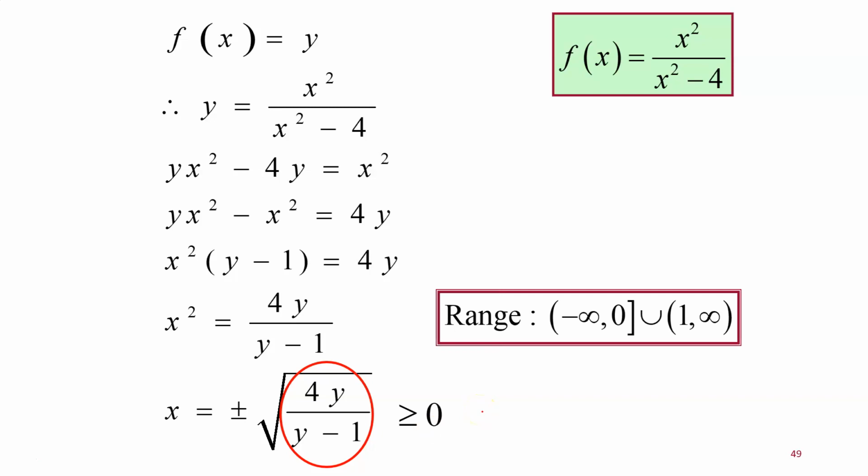Okay, so the range will become start from negative infinity until 0. It says until 0, closed, and union will start with 1 until infinity. Not include 1, okay? It means this one is a closed bracket, meaning it stops at 0. But this one must be greater than 1, not include 1. Why? Because if you substitute 1 in here, you will get 1 minus 1, this one becomes 0. So this one is illegal already.